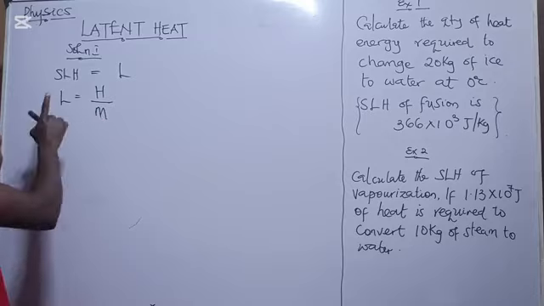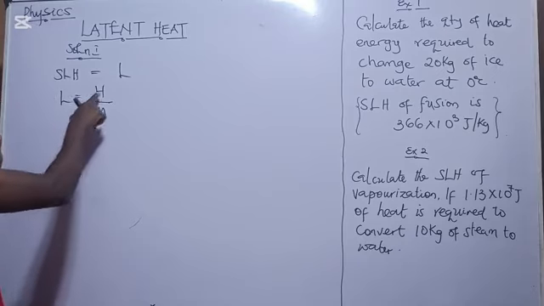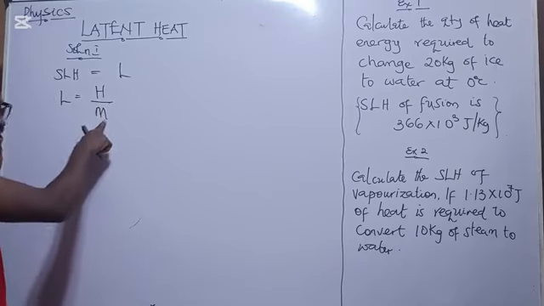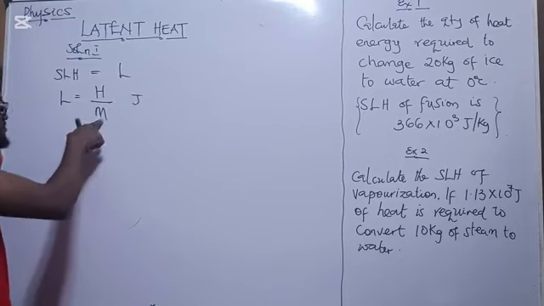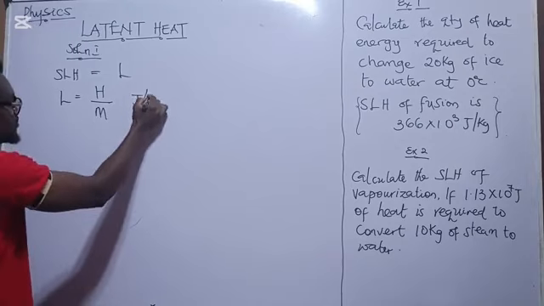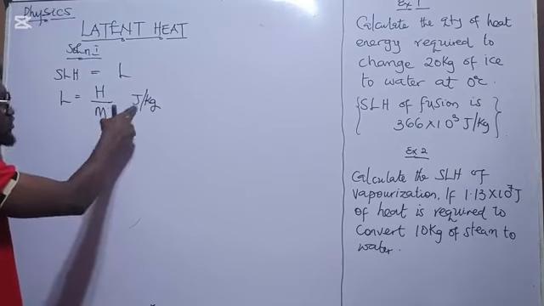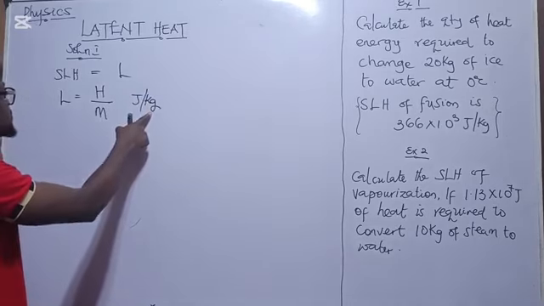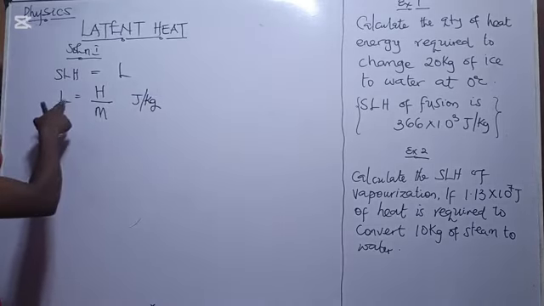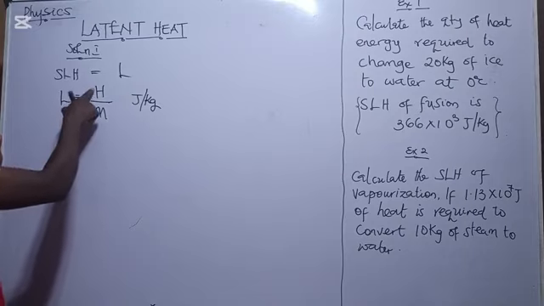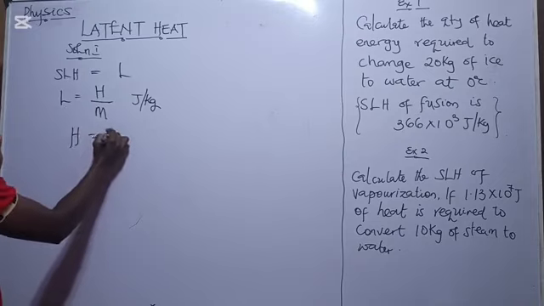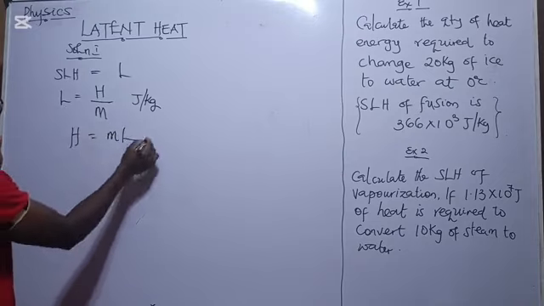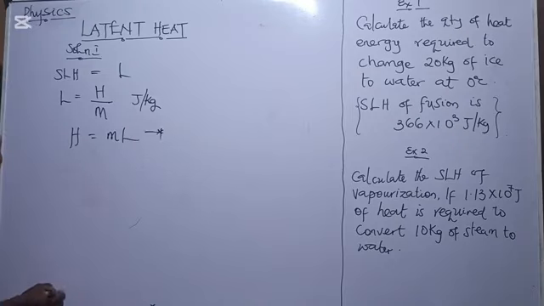Now, the unit of specific latent heat is joule per kilogram because heat is measured in joule, and mass is measured in kilogram. So we have the unit as joule per kilogram. So if latent heat L is equal to H over M, that means H will be equal to mL. So we have to consider this as a formula.